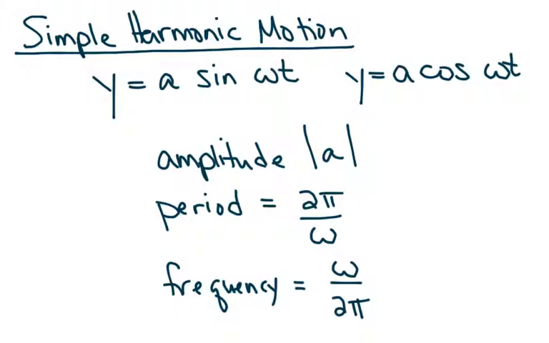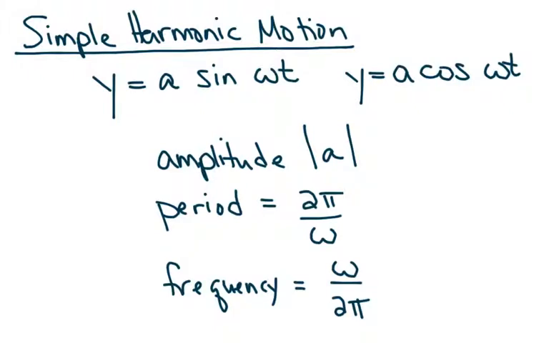The difference between these two equations is really where it starts. At time t equals 0, if something starts at its equilibrium point, we would normally use a sine function, as opposed to something starting at a maximum or a minimum displacement, where we would use a cosine function. In both of these equations, A represents the amplitude.